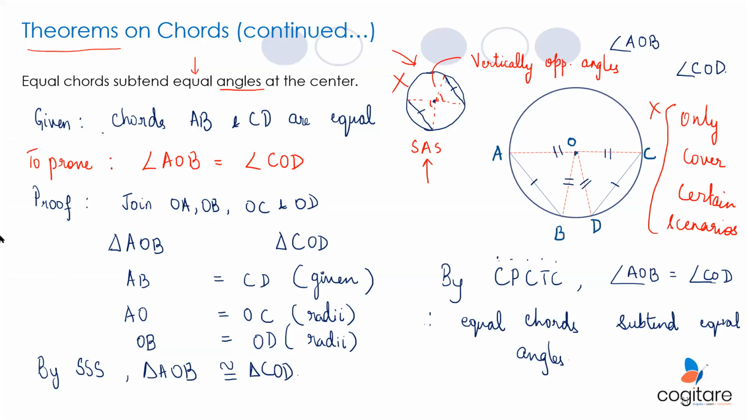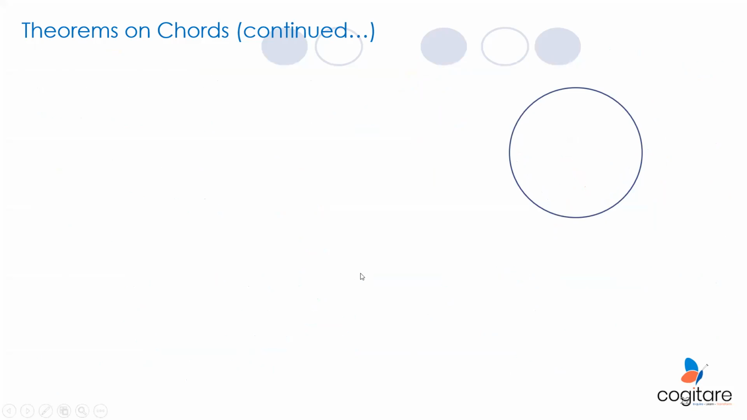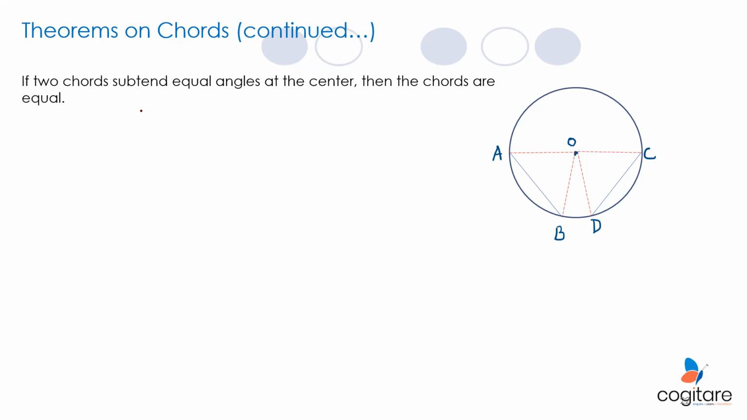Fantastic. So let's move on to the next theorem, which could be the converse of this, right? Every time we prove something, we want to check if the converse of this is true. What could the converse of this be, guys? So we started with the circle, we checked if the chords are equal, are the central angles equal? Am I right? Now, the converse of this could be that we begin with the fact that the central angles of the chords are equal, and then we check whether the chords themselves are equal or not.